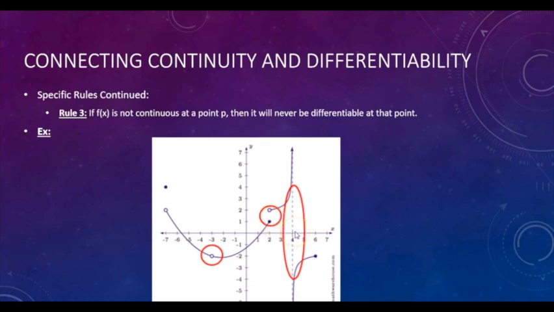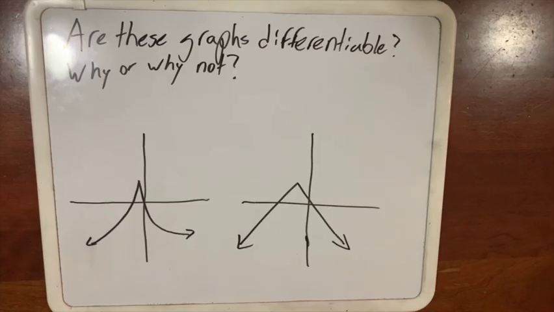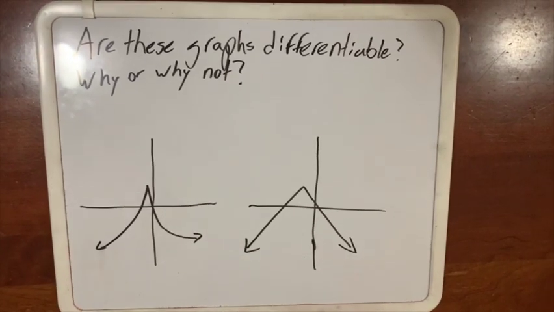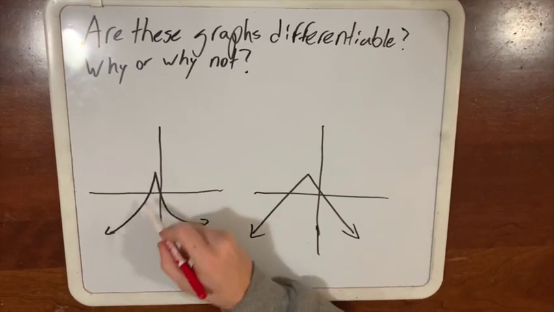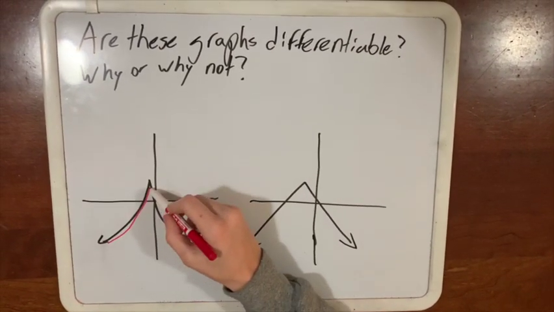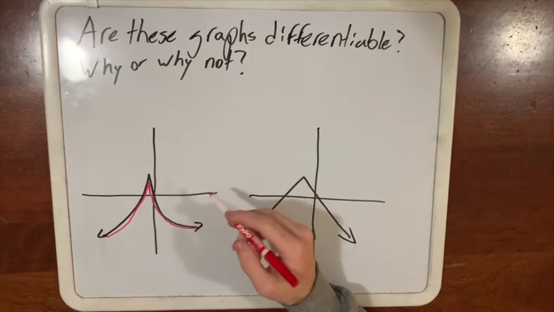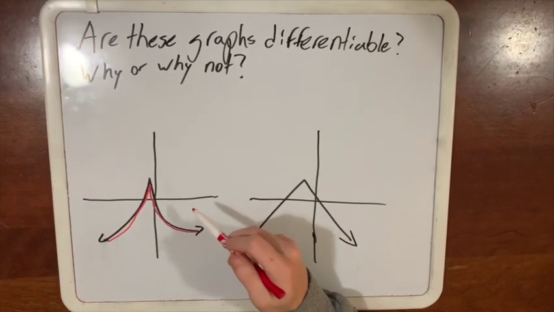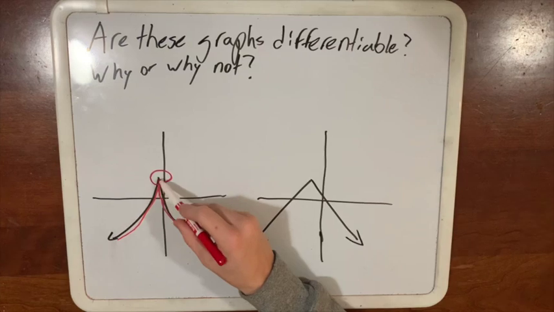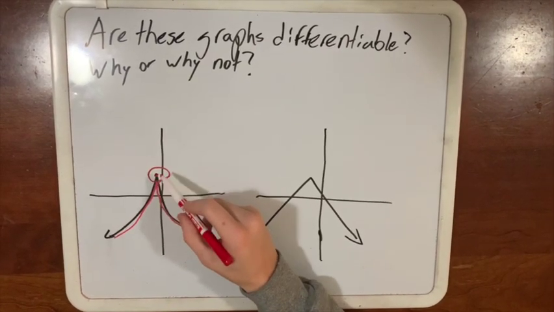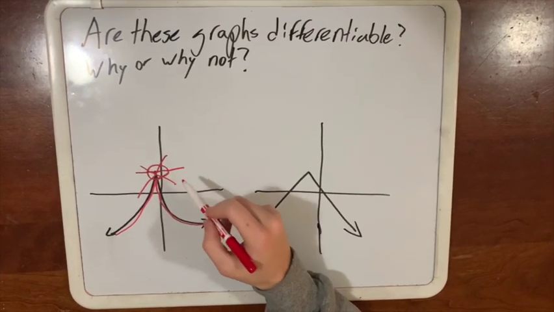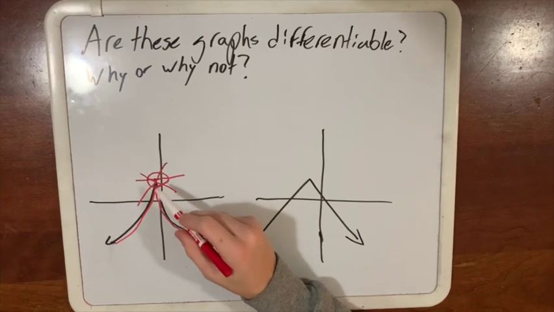Let's take a look at some practice problems. Let's take a look at this first set of graphs. Are these graphs differentiable? Why or why not? This first graph right here is continuous because there is no break in the graph. You can trace it and your pencil won't come off the paper. So we know it's continuous, but remember, continuous does not mean it's differentiable. If you look right here, it has a cusp. If you try to take the slope of the line at this point, you could end up with multiple different possible slopes. Therefore, although this graph is continuous, it is not differentiable.